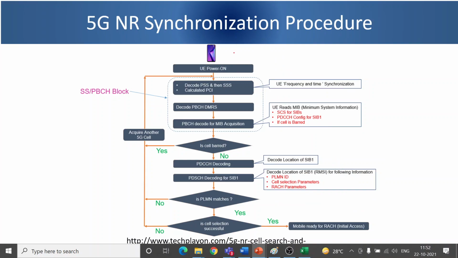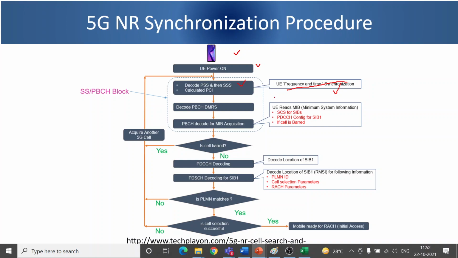So just see here, when the user equipment is powered on, it searches the frequency and it knows on which particular frequency the synchronization signal is being transmitted. So it will now be able to decode PSS and SSS, and with PSS and SSS it will calculate the physical cell ID. So basically, up to this step, frequency and time synchronization is happening. And after that, it will decode the PBCH, that is the physical broadcast channel. DMRS is the demodulation reference signal.